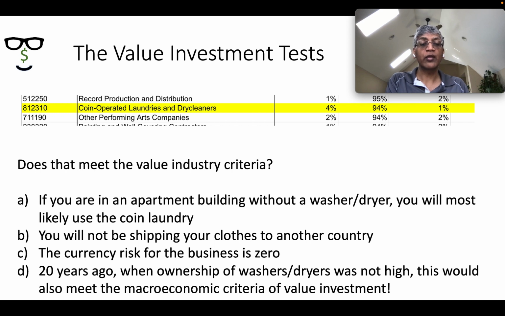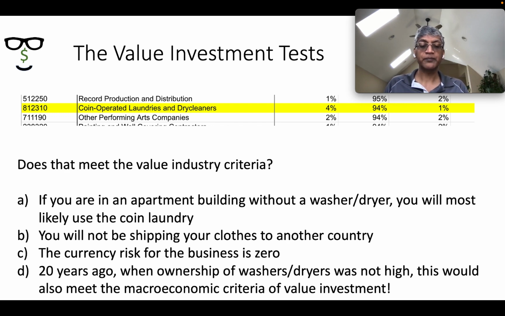You are captive to using your coin operated laundry. You're not going to ship your clothes to another country. There is no supply chain risk. You also don't have a currency risk. You're going to pay a quarter, and that's the end of the day. And if you were to start a business like this 20 years ago, you are indeed meeting every one of the value investment criteria. Today, more and more people own their own washers and dryers. There still are apartment complexes that have a coin operated laundry, but the appeal of this business 20 plus years ago fits value investment like a glove.